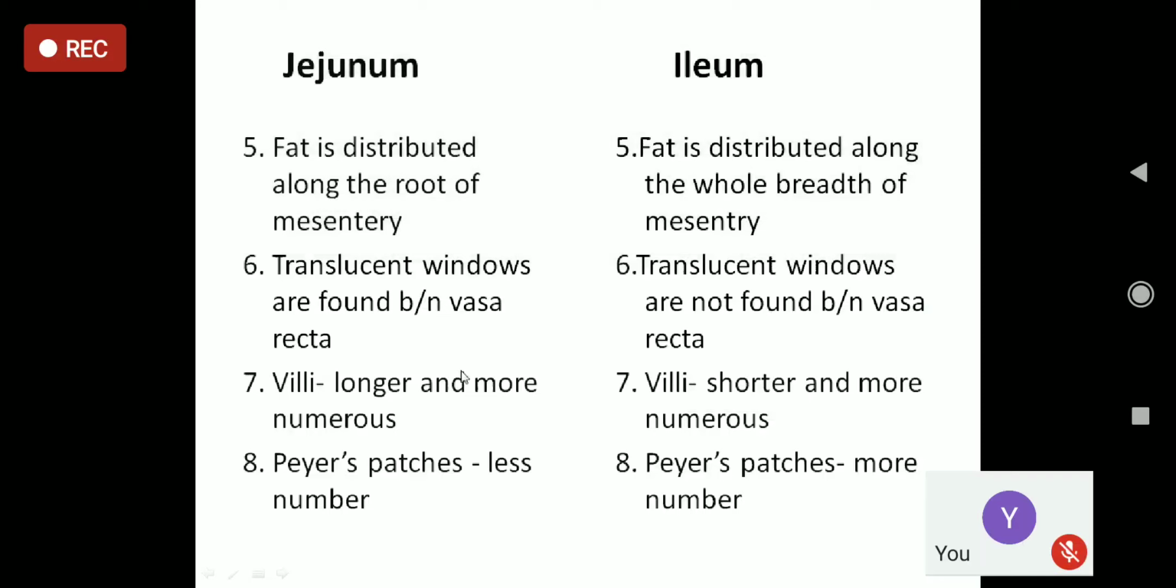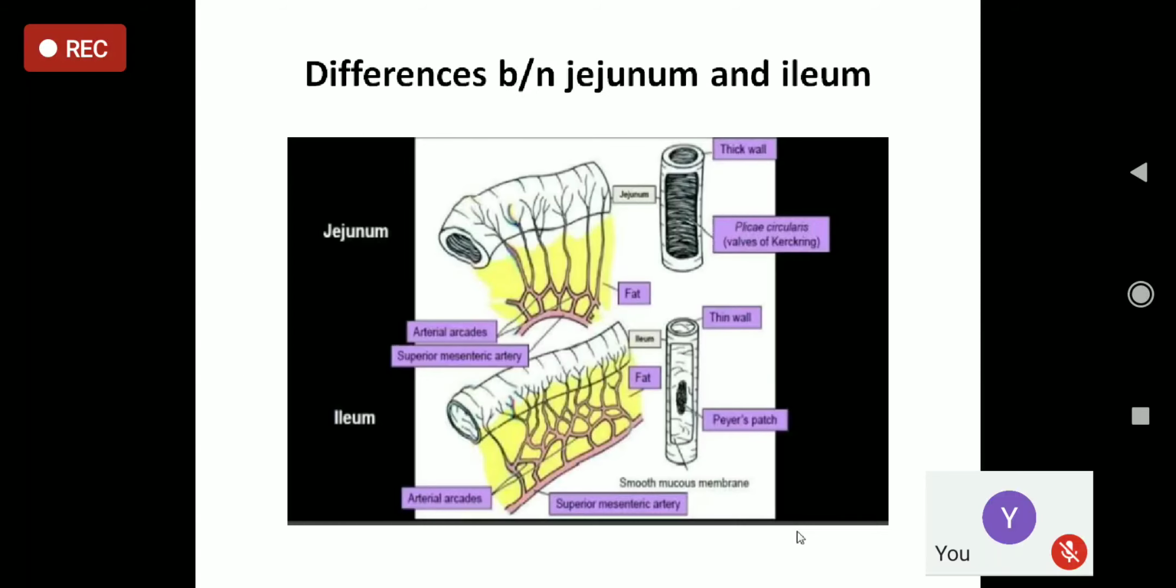If you take a section of the jejunum and observe it under the microscope, you can see a number of finger-like projections, known as villi. The villi are longer and more numerous in the jejunum, whereas in the ileum the villi are shorter and less in number. Then coming to the Peyer's patches, they are nothing but aggregations of lymphoid follicles. They are very few in the jejunum, but one of the identifying features of the ileum is that the Peyer's patches are present. So that is the difference between the jejunum and ileum.